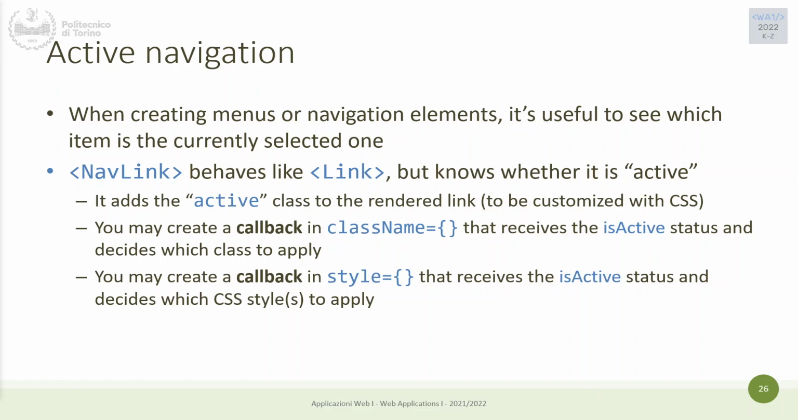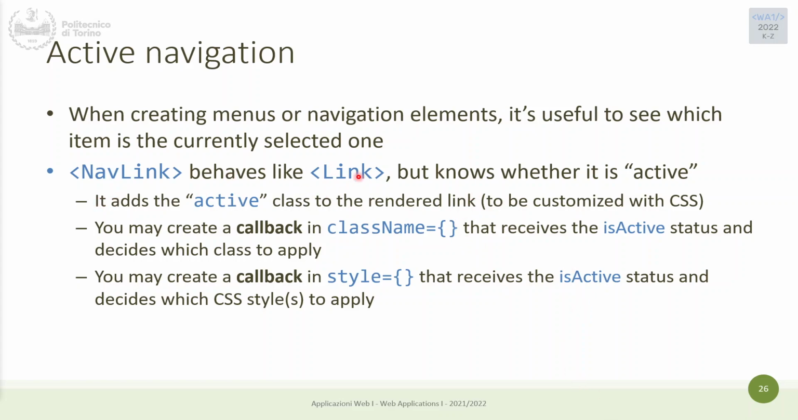So, as already anticipated, we also have links for active navigation. When we create a menu navigation element or something like that, it's useful to see which is the currently selected one. If you think, for instance, of the example of the film library that we are building in the labs, we have a sidebar on the left, and we ask you to highlight which is the selected filter. This is something you can achieve using a NavLink tag instead of a traditional Link.